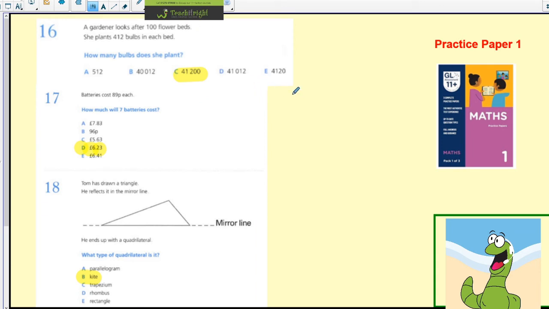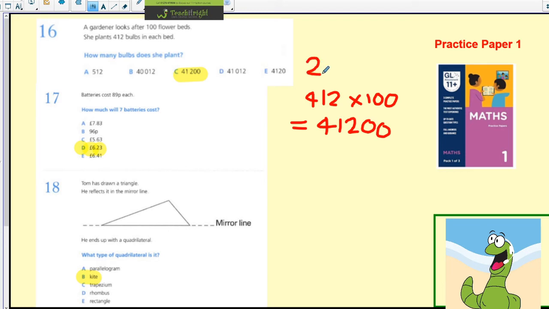16. A gardener looks after 100 flower beds. She plants 412 bulbs. How many does she plant? So in this one, it's going to be 412 multiplied by 100. I think the easy thing to remember is that essentially it transfers the zeros. So 4, 1, 2, 0, 0.